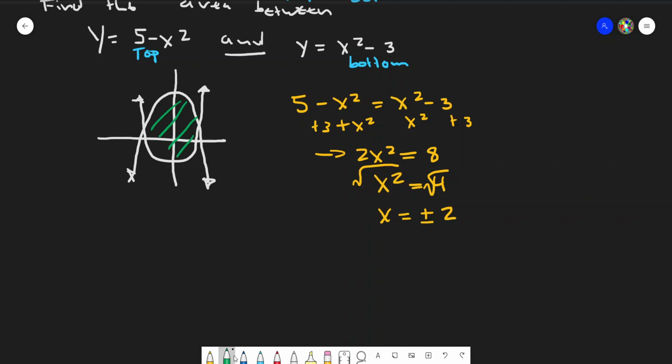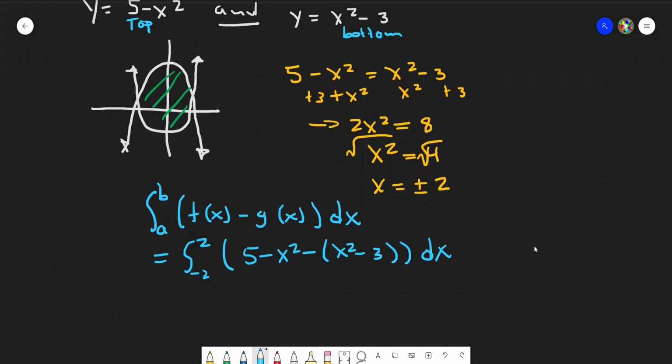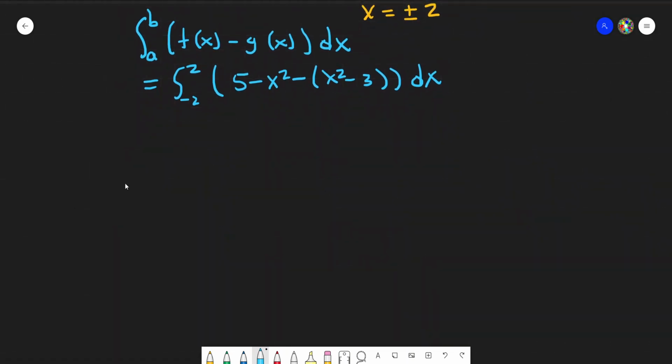Okay, so what we'll do is set that up as the definite integral. We're using the formula of the integral from a to b of f of x minus g of x, and that's going to be the integral from negative 2 to 2 of 5 minus x squared minus x squared minus 3, dx. Okay, so let's simplify this a little bit so that we can find the definite integral. So this is the integral from negative 2 to 2 of 8 minus 2x squared.